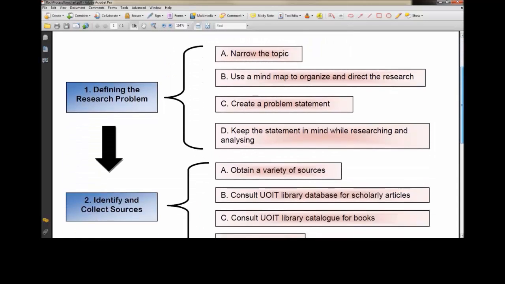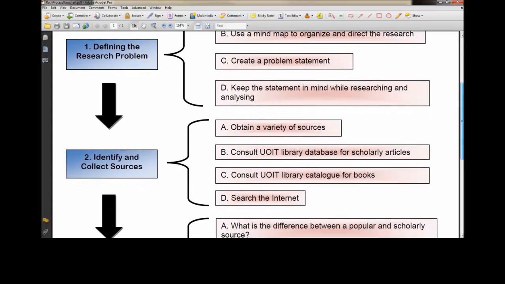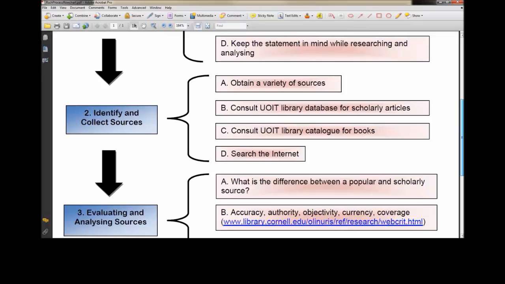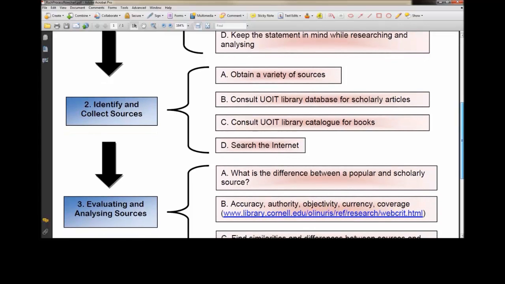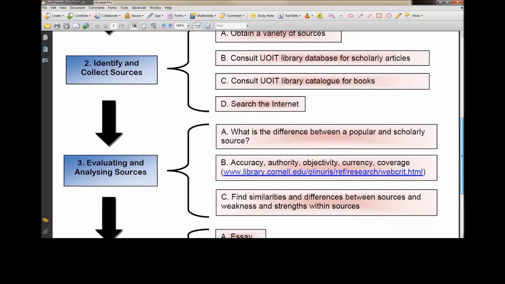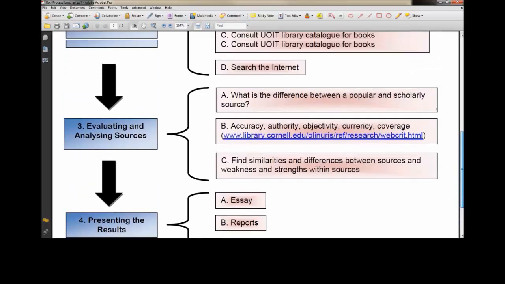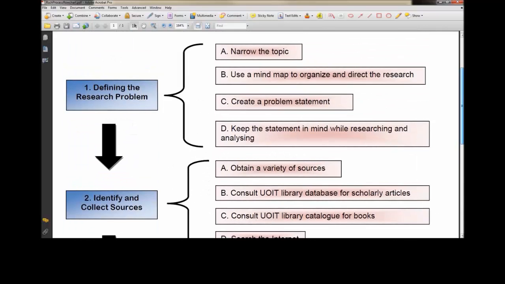Now, the second and third stages of this more detailed research and writing process include things like collecting your sources and evaluating your sources. So much more focused on the research process. While the final stage, presenting the results, is the end of both the research and the writing processes. So what we're going to be focusing on in the following slides are those early stages of the writing process that I showed at the beginning, defining the research problem.